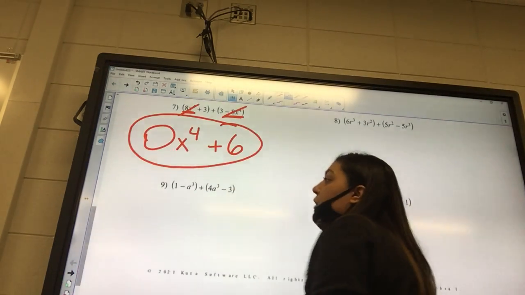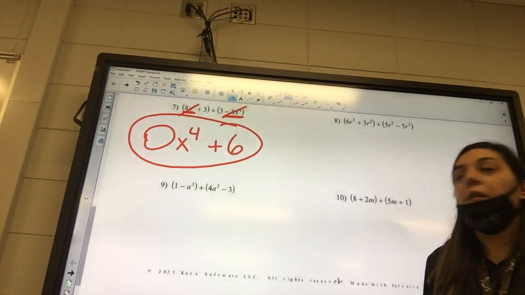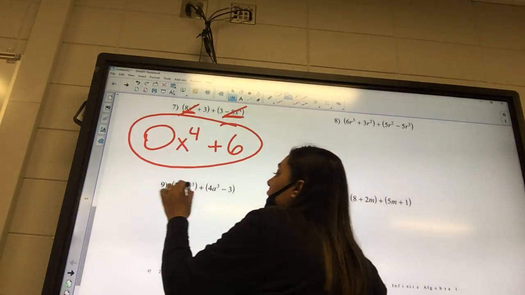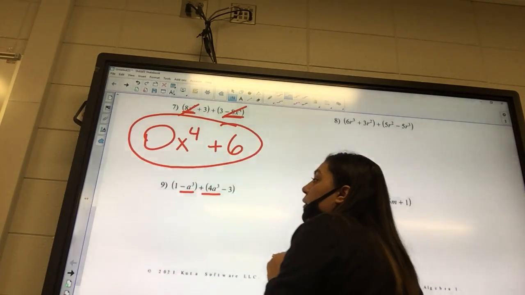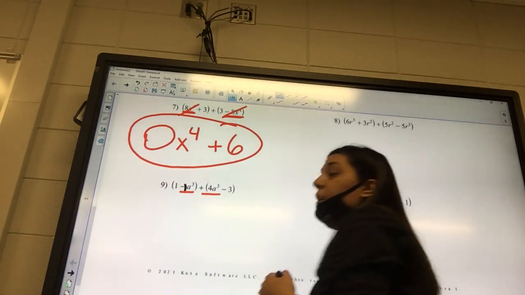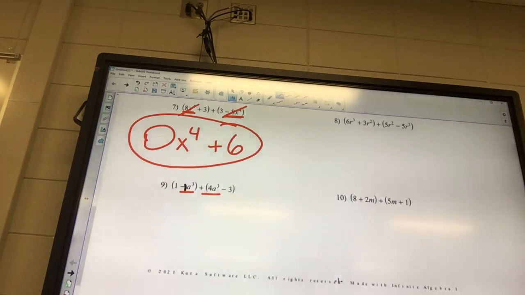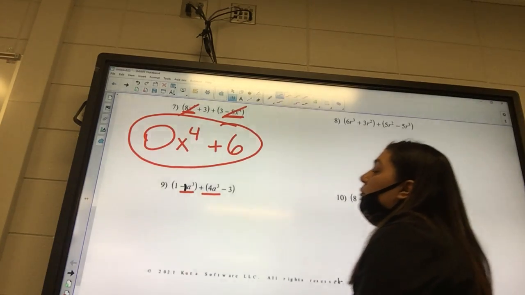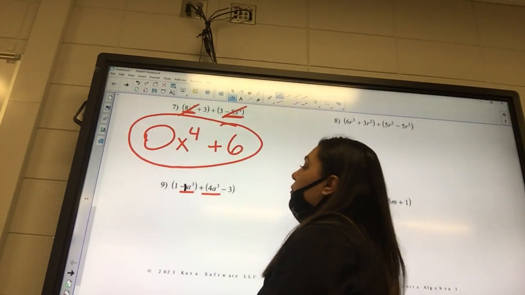Okay, look at 9. What's the highest exponent? 3. Yeah, 3. So we can put this one together with this one. Put a 1 in the front of it. Yeah, you gotta put a 1 in front of this A, so it's really a negative 1. So what is a negative 1 and a 4? Negative 3.